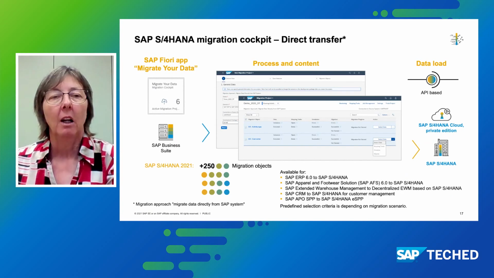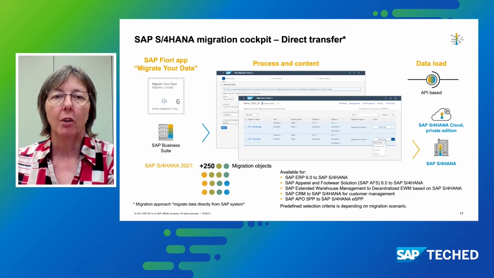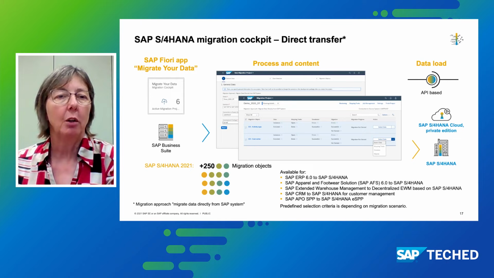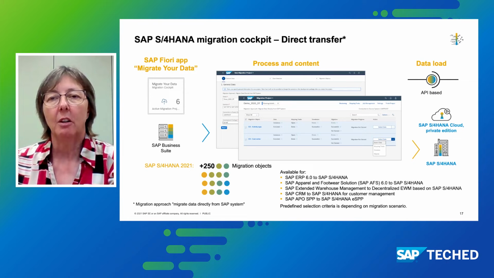And which systems can be connected? You see it below in this list. It can be an ERP system, IFS system, EWM system, CRM, or APO. And further scenarios are planned for the future. Also here, for this approach, we have pre-delivered objects. And in release 2021, it's about 150 pre-delivered objects. The way how data is loaded into the S/4HANA target system is the same as in the staging approach. So below the object, there is an SAP standard API, which is used to post or book the data.